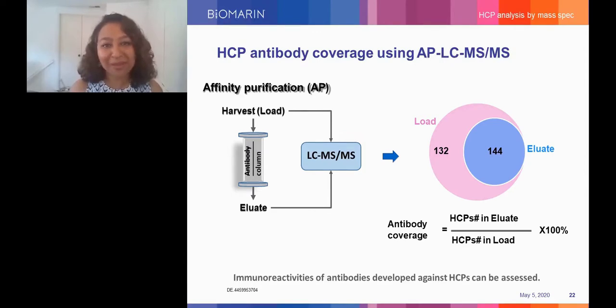And what we've come up with as a strategy is to include those proteins in the load so that you're not underestimating or overestimating the antibody coverage, because it's really important to get that estimate correctly.